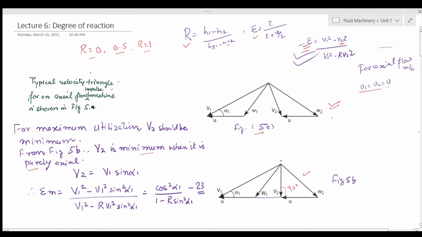Then, looking at this triangle, we can say that V2 is equal to V1 sine alpha 1. So maximum utilization epsilon m, instead of V2, we need to write V1 sine alpha 1, and we would get the relation that this is equal to cos square alpha 1 divided by (1 minus R sine square alpha 1), and this is our equation 23.